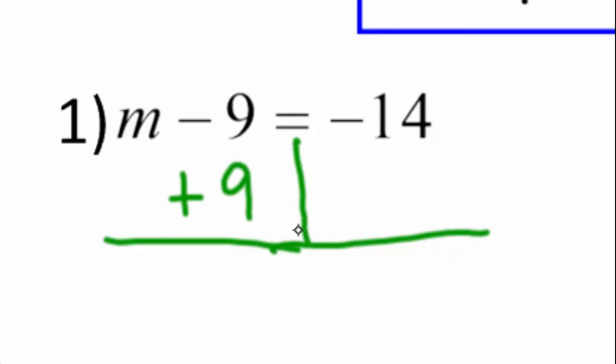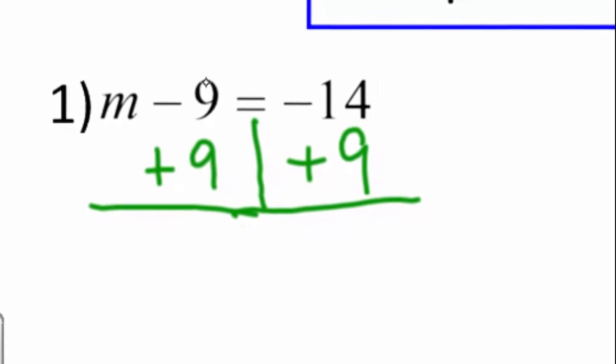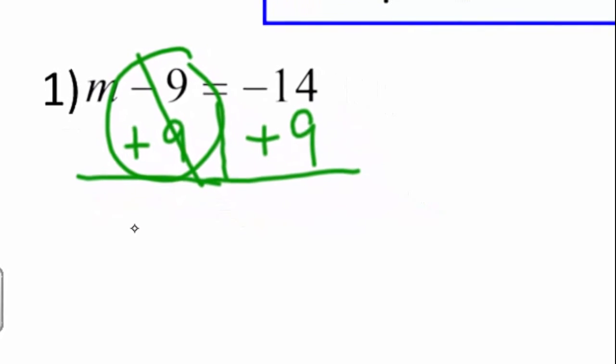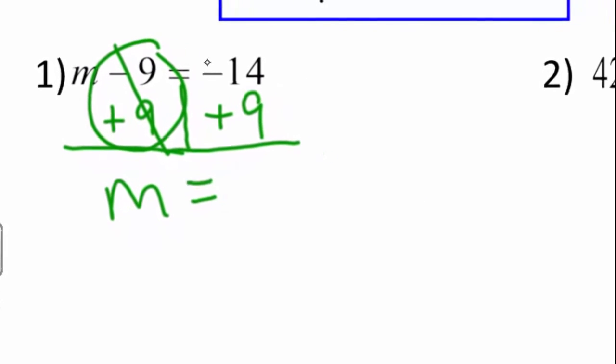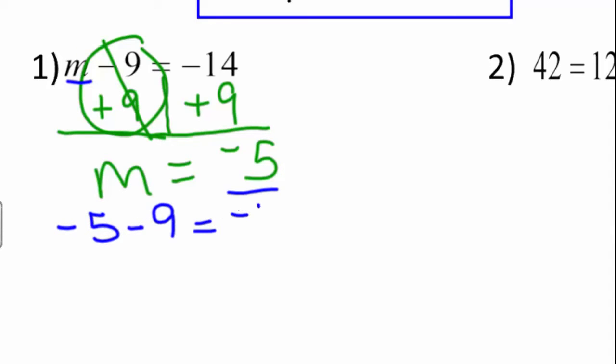This is an equation, so in order to keep things balanced, if I add 9 to the left side of this equal sign, then I also have to add 9 to the right side. So m minus 9 plus 9, these two zero out, I'm left with m. And negative 14 plus 9 is a negative 5. To see if I'm correct, I just want to substitute this negative 5 for m in my original equation. So negative 5 minus 9, that's negative 14. So my equation checks out. So m is equal to negative 5.